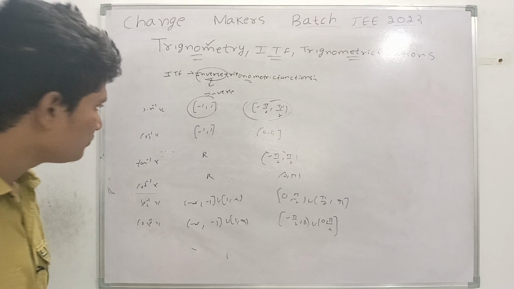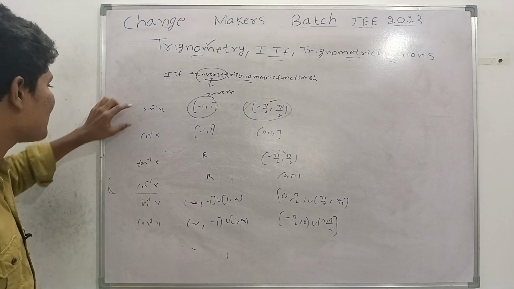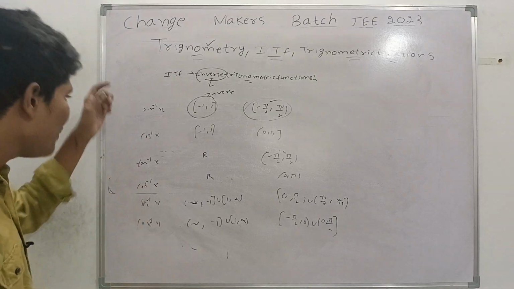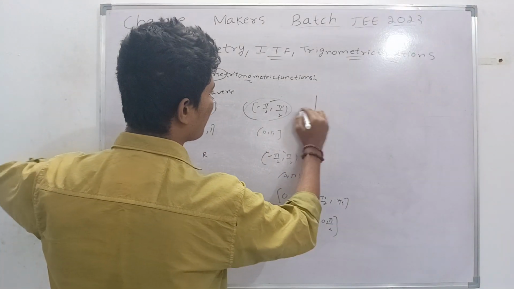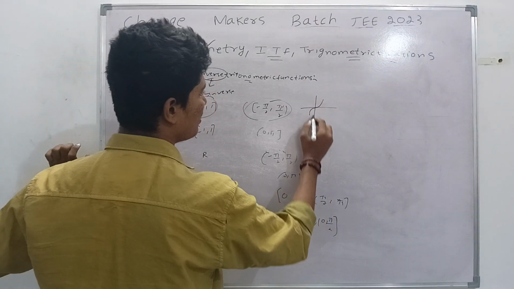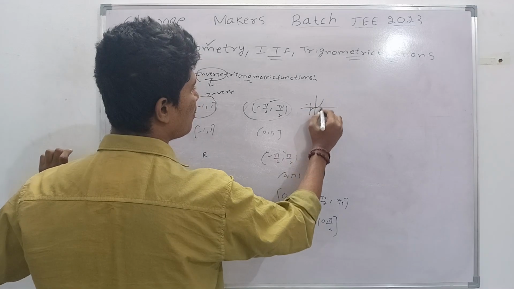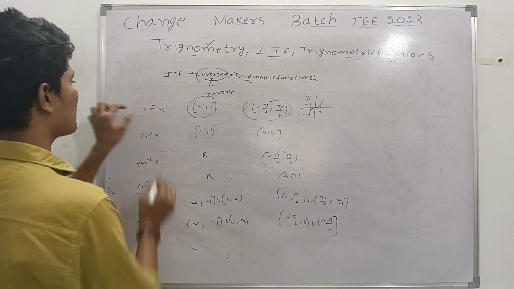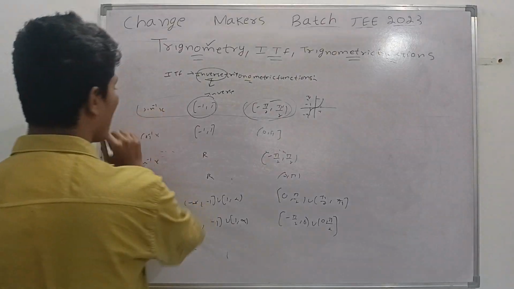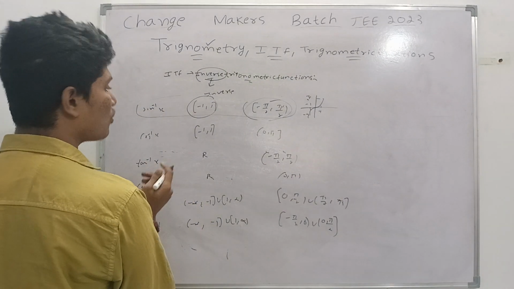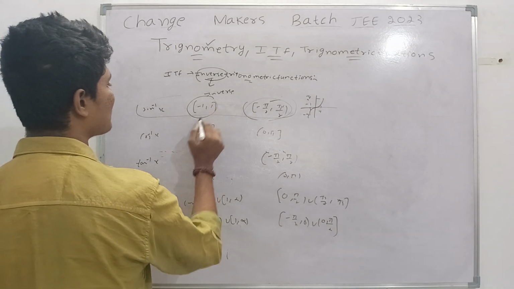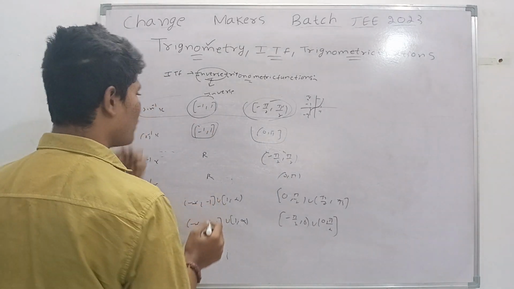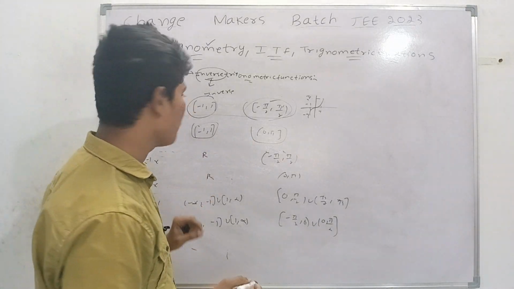If you see sin inverse x, cos inverse x, tan inverse x, cot inverse x, secant inverse x, cosecant inverse x, basically, if you observe one graph, this is sin inverse x. What is the domain? Minus 1 to 1. What is the range? Minus pi by 2 to pi by 2. This is the curve for sin inverse x. And if you observe cos inverse x also, the domain is minus 1 to 1 and the range is different here, 0 to pi.